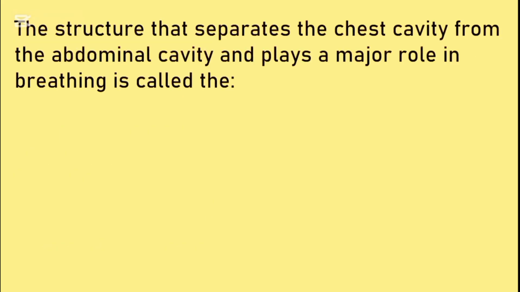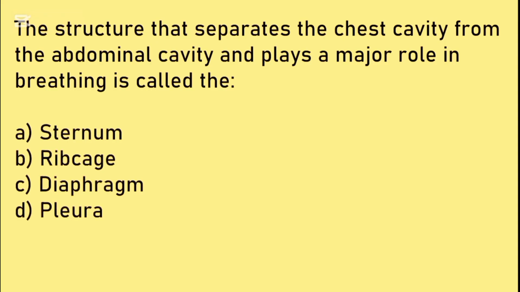The structure that separates the chest cavity from the abdominal cavity and plays a major role in breathing is called the sternum, ribcage, diaphragm, pleura. Correct answer is C. Diaphragm.